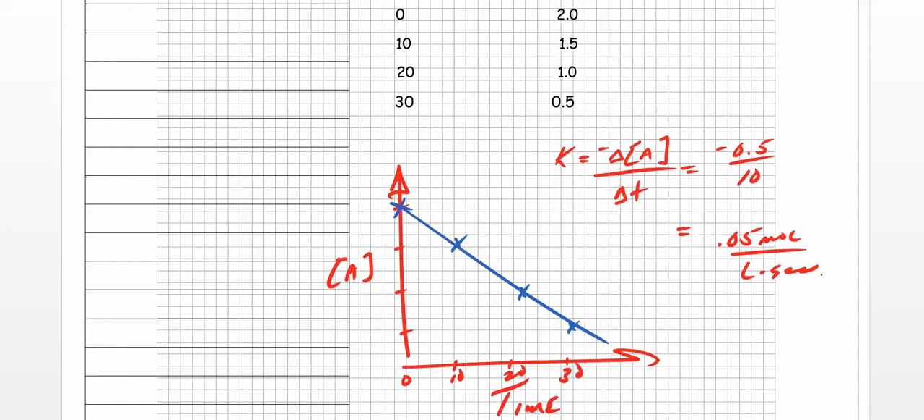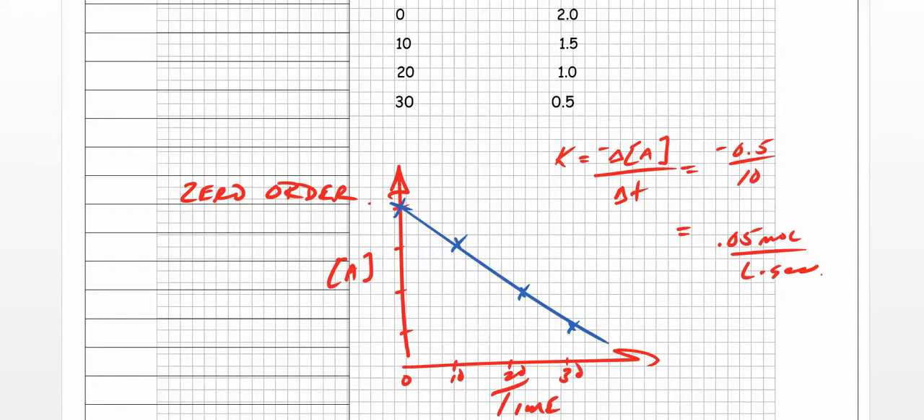What does that tell me? It tells me zero order, all right? That's the order of this reaction. It also tells me concentration does not play a role in the rate of this reaction. It has a constant rate. Doesn't matter how much of the reactant A that I put in, the rate is going to remain constant.